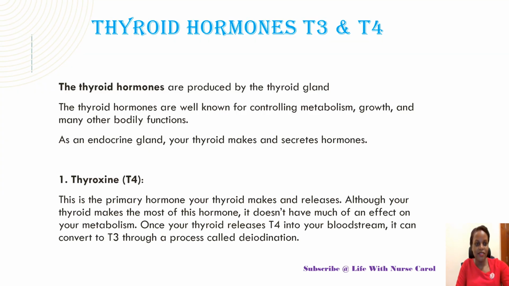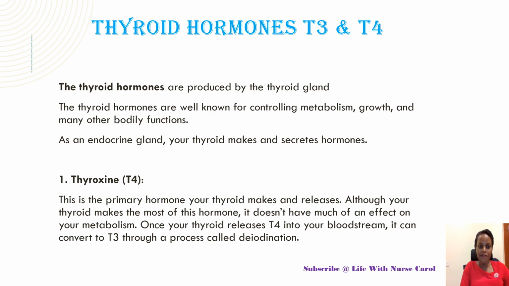So, the endocrine system, our thyroid hormones. We said the thyroid hormones are produced by the thyroid gland, and there are mainly two types of thyroid hormone, but there are some other minor types. Mainly we'll be looking at T3 and T4 because those have clinical effects. The thyroid hormones are well known for controlling metabolism, growth, and many other bodily functions. As an endocrine gland, your thyroid makes and secretes the hormones.